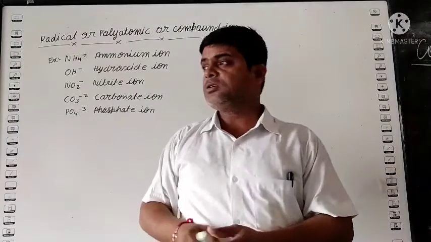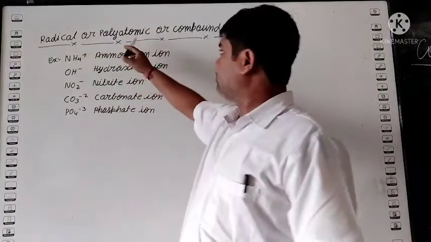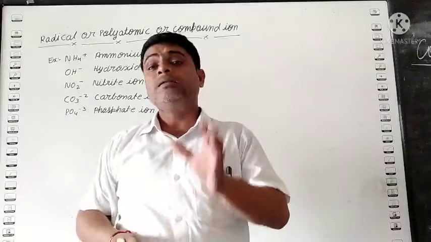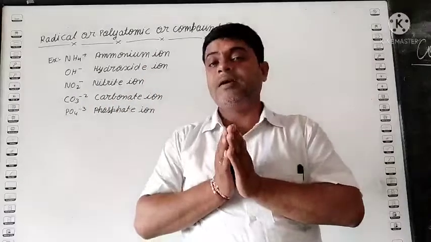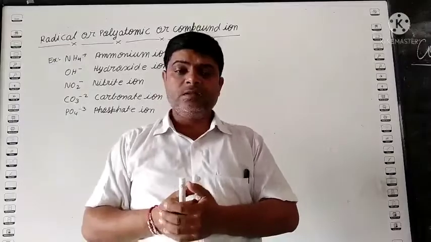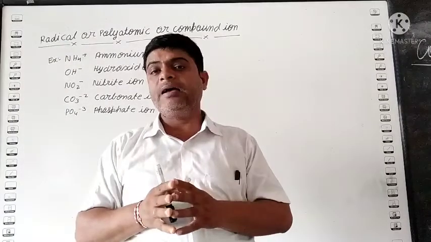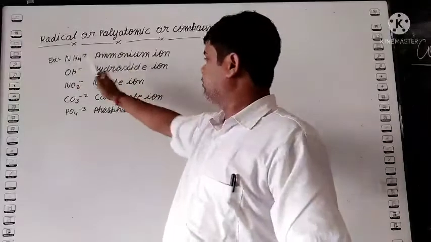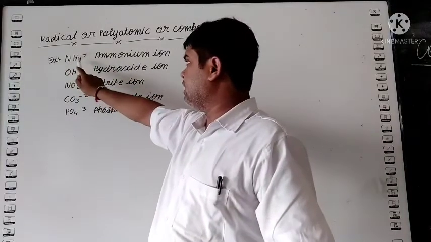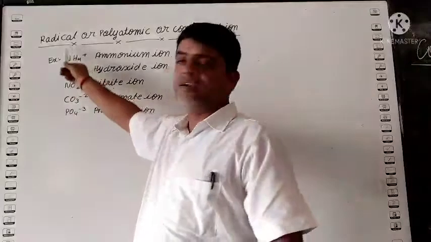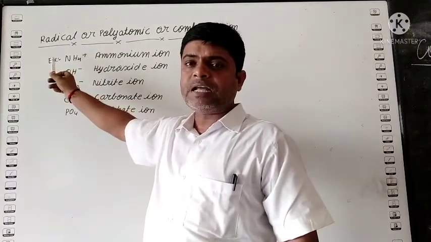A positive charge is known as a cation, and a negative charge is known as an anion. Similarly, students, what is the radical, polyatomic, or compound ion? It is a group of different types of atoms which contains a positive or negative charge. See, suppose this is the ammonium ion. What is this? It is 1 nitrogen and 4 hydrogen. It contains a positive charge.